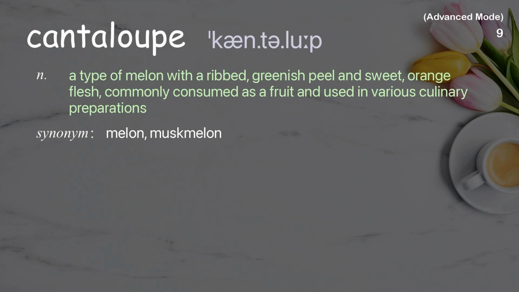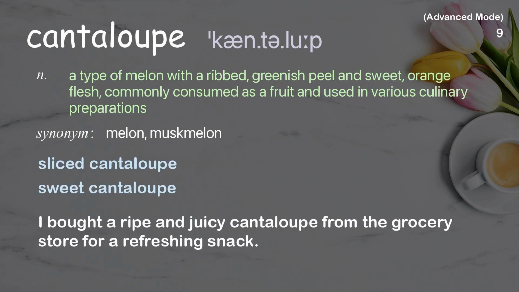Cantaloupe. A type of melon with a ribbed, greenish peel and sweet, orange flesh, commonly consumed as a fruit and used in various culinary preparations. Examples: Sliced cantaloupe. Sweet cantaloupe. I bought a ripe and juicy cantaloupe from the grocery store for a refreshing snack.